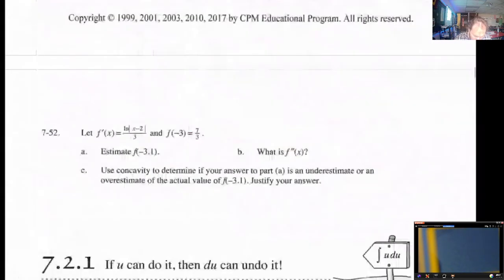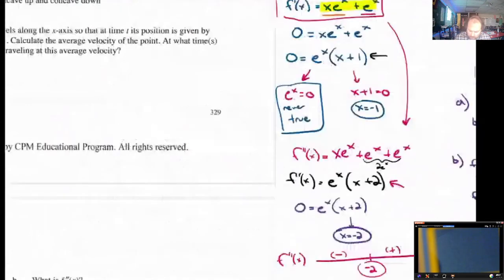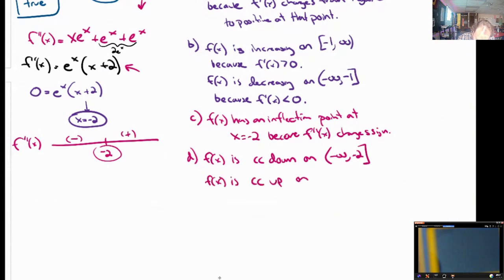And then question D, intervals over which it's concave up and concave down. We've also answered that question here, because we already have it here. F of x is concave down on negative infinity to negative 2. And then we know f of x is concave up on negative 2 to infinity, because we already have these negative and positive ranges right there.